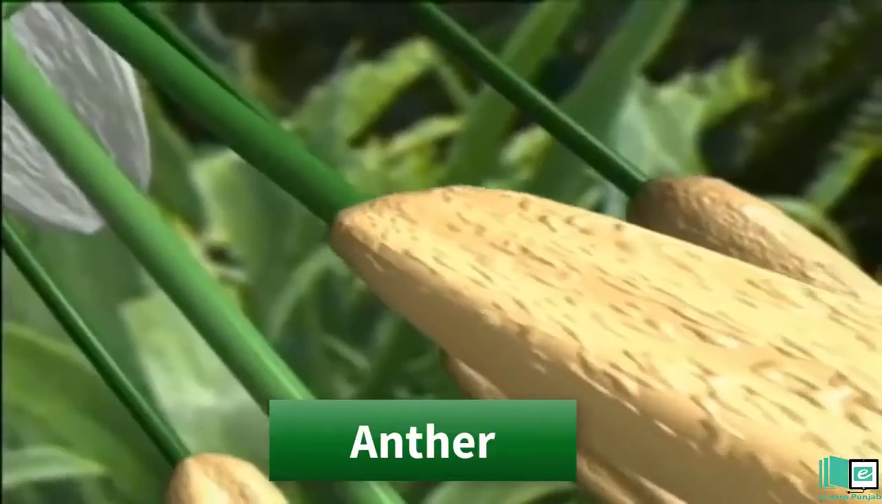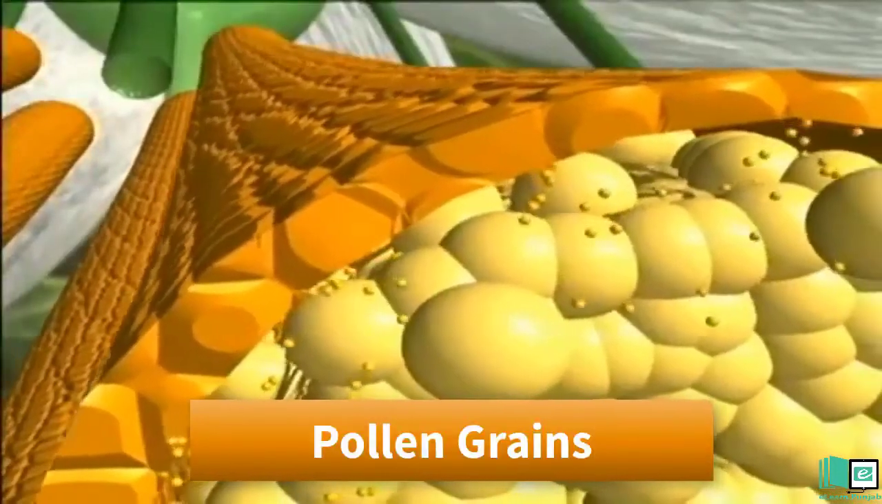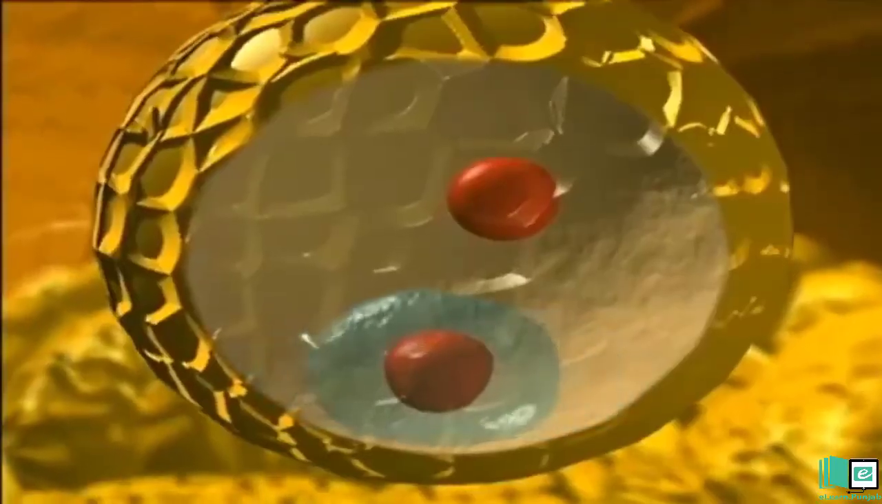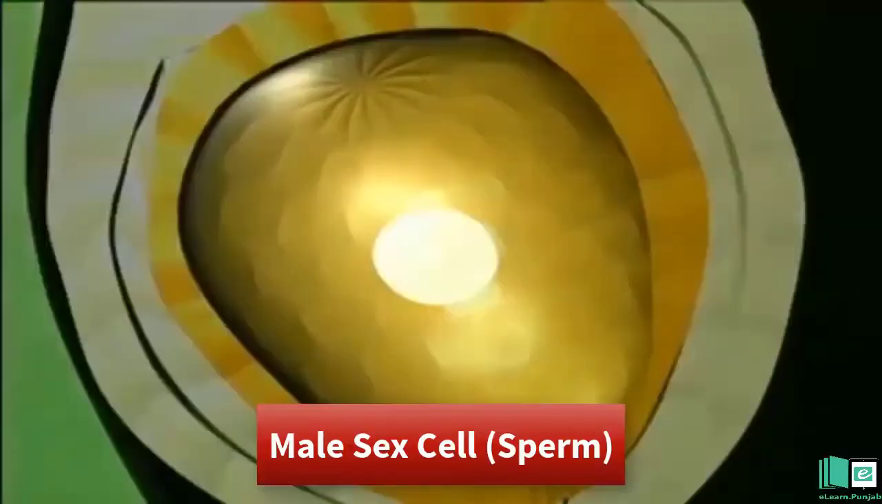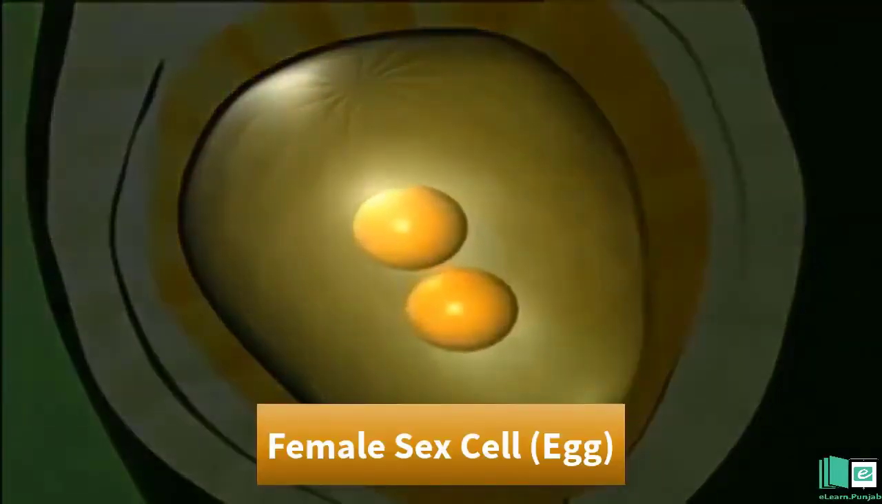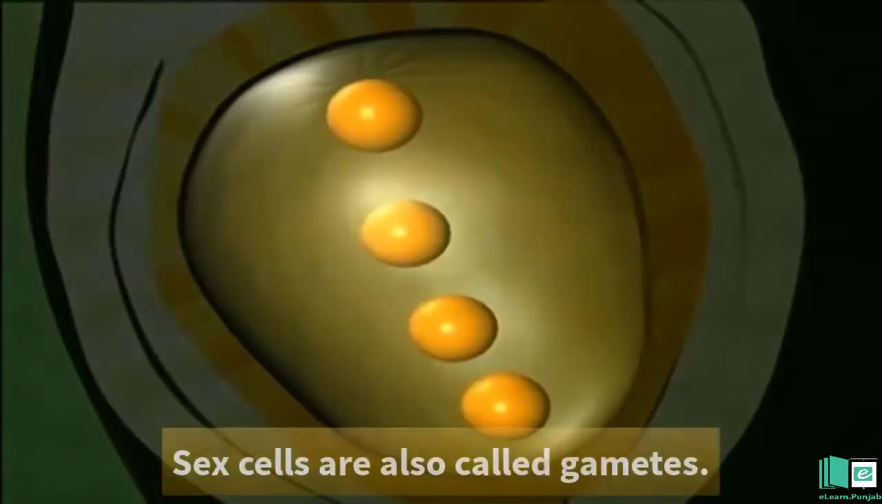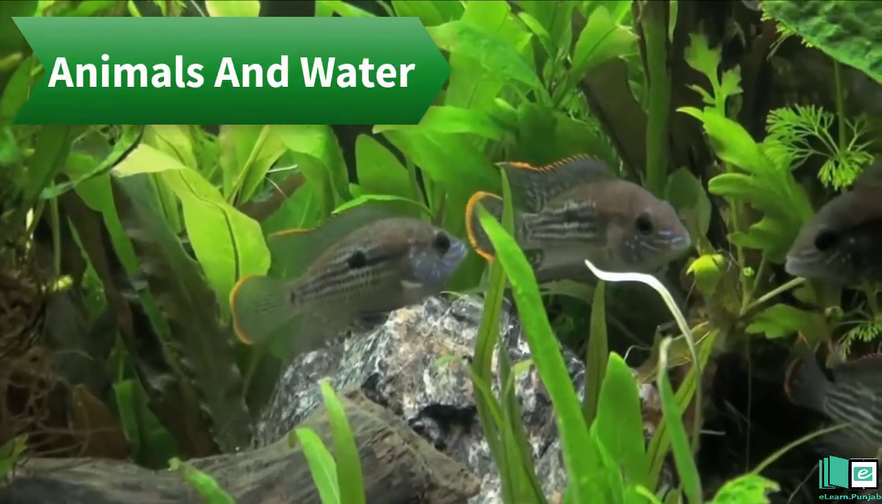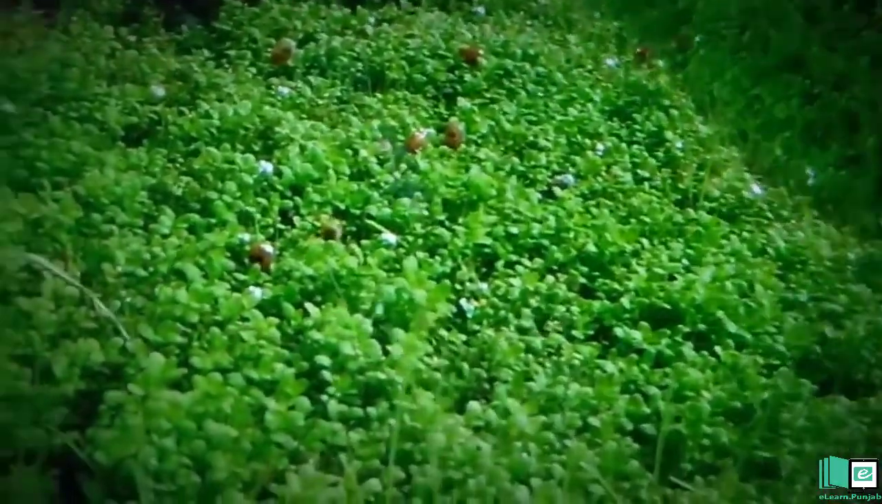Pollination. The transfer of pollen grains from the anther of a flower to the stigma of the carpel is called pollination. With the help of this process, the male sex cell, sperm, reaches the female sex cell, egg. Sex cells are also called gametes. Wind, insects, animals and water are the agents for pollination in different plants.